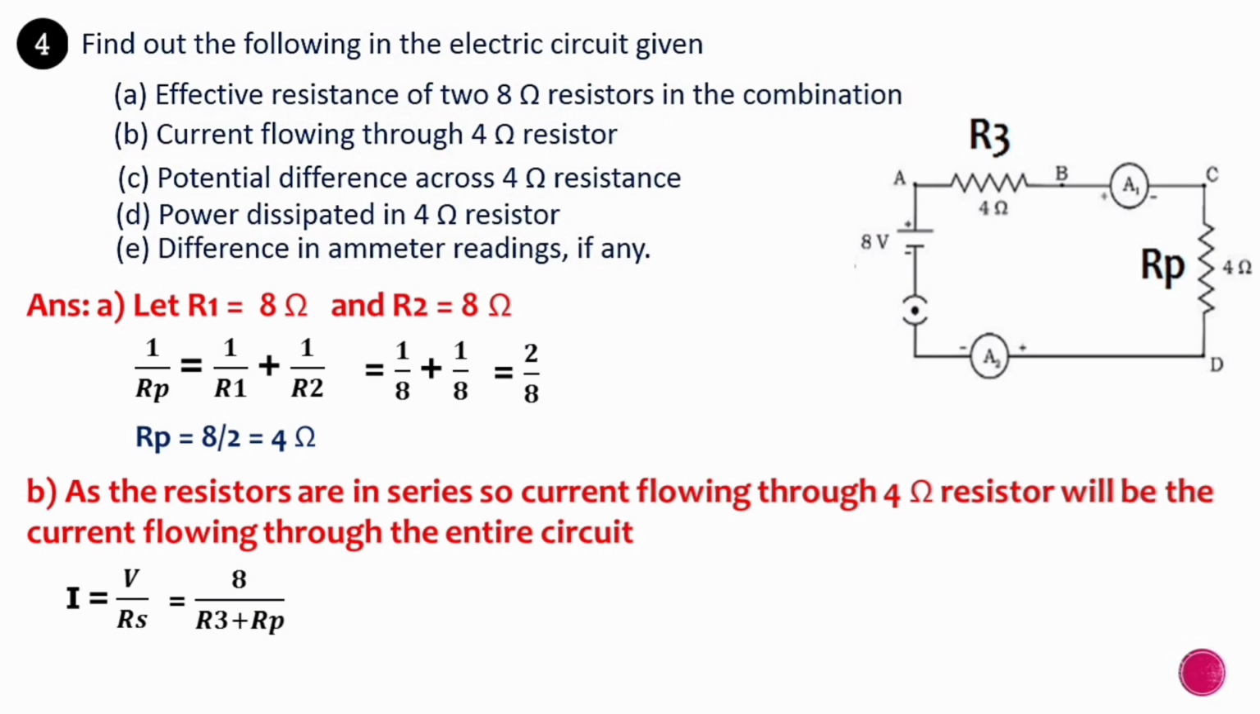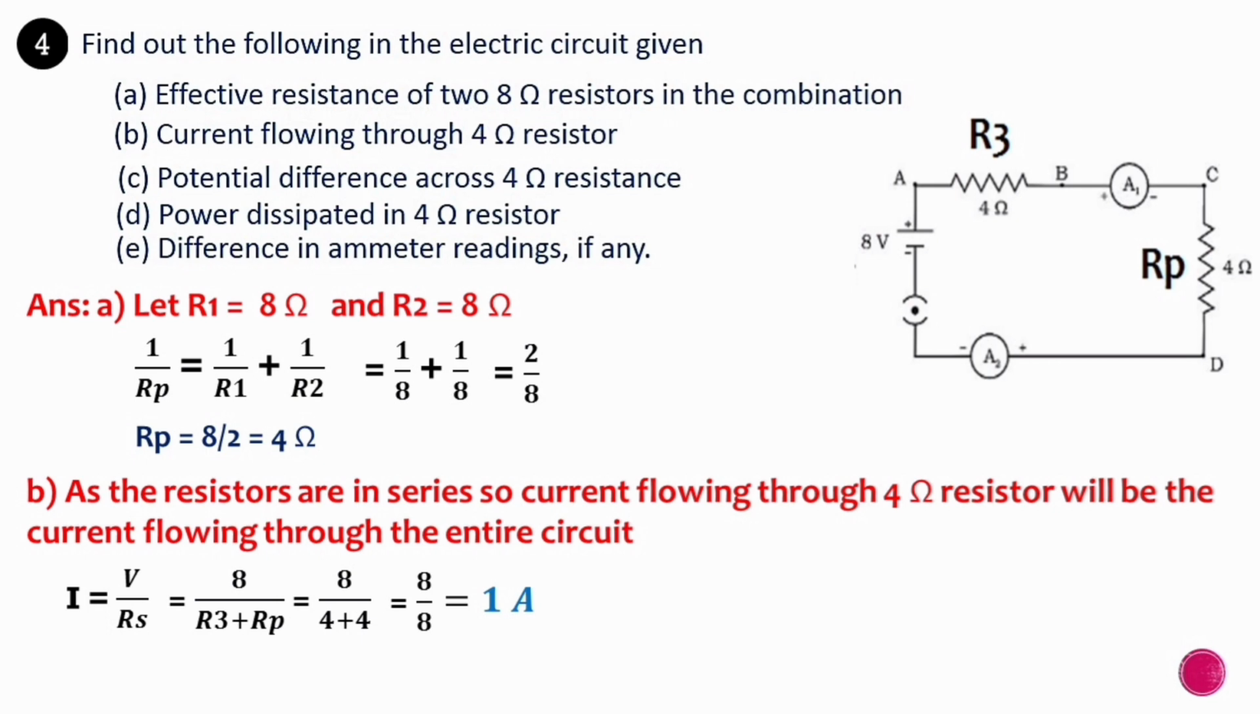Why do we take Rs? Because there are two resistors in series, and since the current is flowing through the entire circuit, we have to find the total resistance of the circuit. So 8 by R3 plus Rp, that is 8 by 8, which is 1 ampere. So current in the entire circuit is 1 ampere.